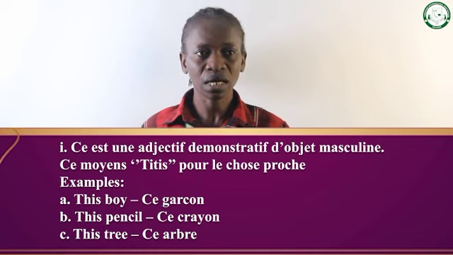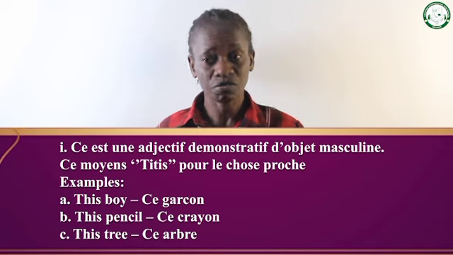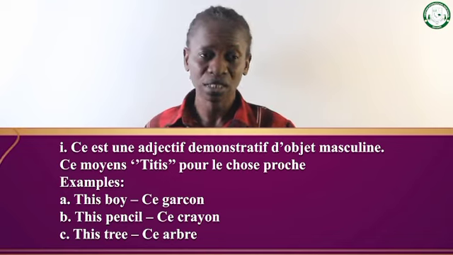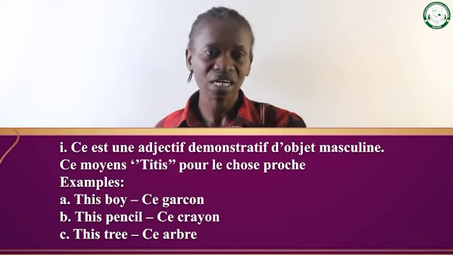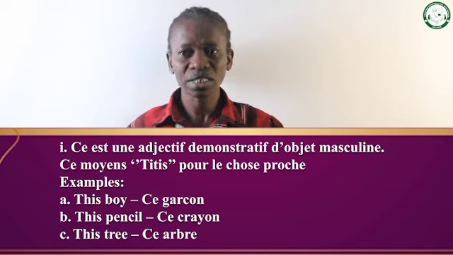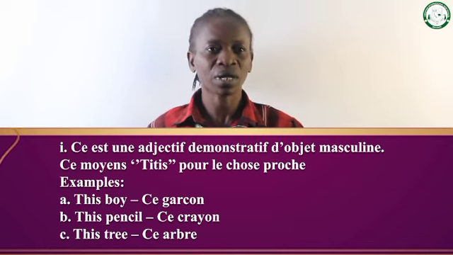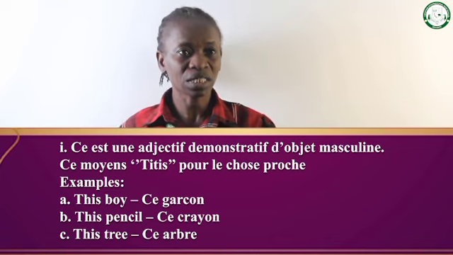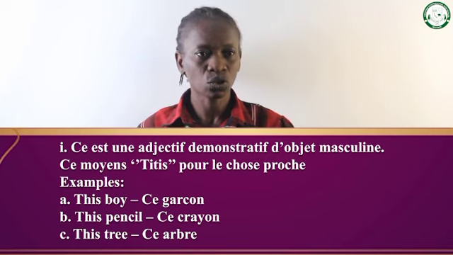Then we have example B: this pencil. Pencil is a masculine object. Don't forget, we use that word ce, adjectif démonstratif, with a masculine object. Ce crayon, that is in French. Then we have the third one, this tree, and that is cet arbre. All these three examples here are masculine objects, and so on and so forth.